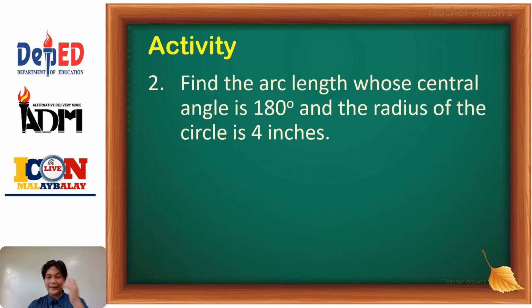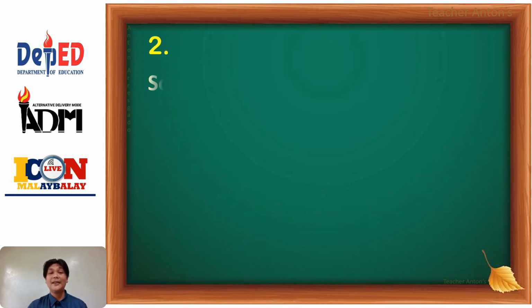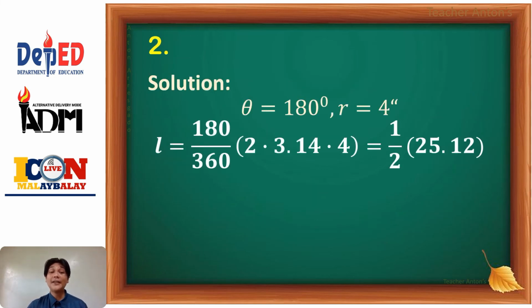For number 2, find the arc length whose central angle is 180 degrees and the radius of the circle is 4 inches. Simply identify the given: central angle is 180 degrees, then the radius is 4 inches. Meaning to say we are talking about a semicircle here. So the length of that semicircle can be solved by this formula: central angle divided by 360 times the quantity of 2 times pi times r. Then, let's substitute this given: 180 over 360 times the quantity of 2 times pi, which is 3.14, times the radius, which is 4.